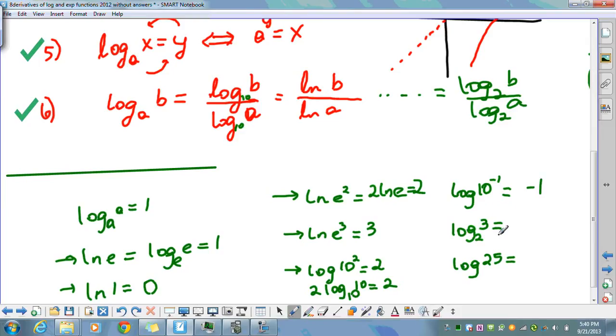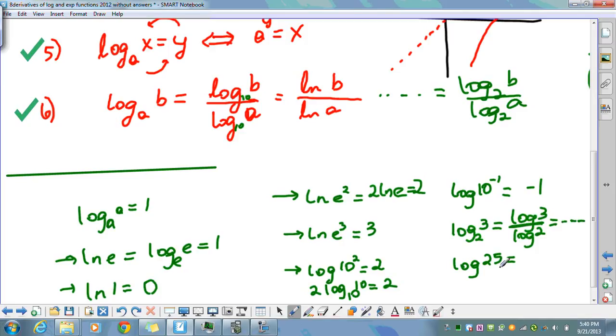Now for something like this, log base 2 of 3, there's really no way of simplifying that. You cannot even find this on the calculator easily unless you do a change of base formula. So you can change it to, let's say, base 10. You could say log of 3 over log of 2. And now on your calculator, you have a log base 10 key, and you can enter log 3 over log 2. You can get a decimal value now using your calculator.